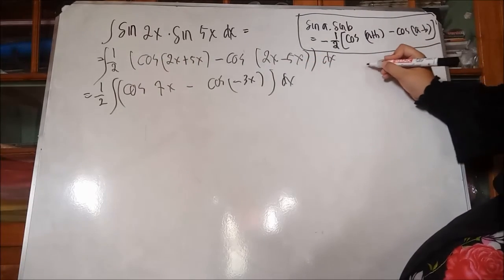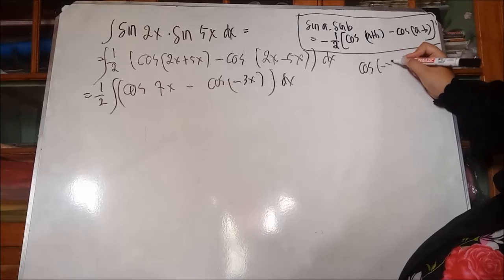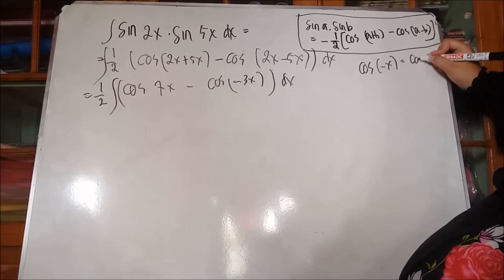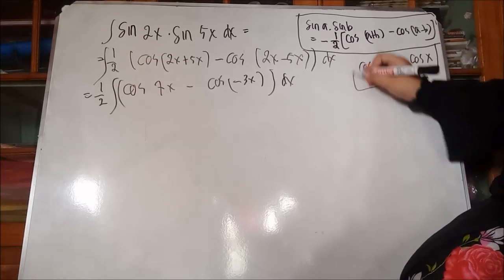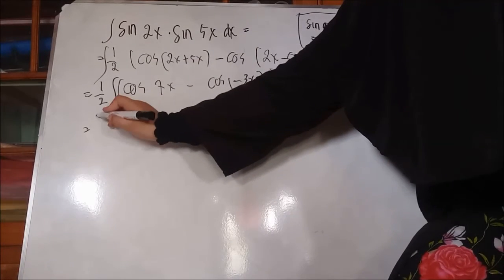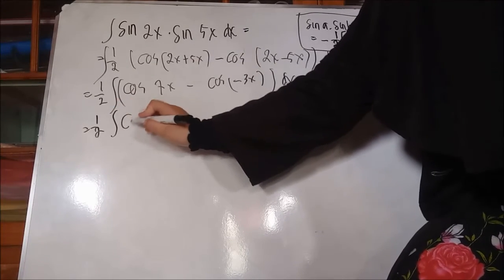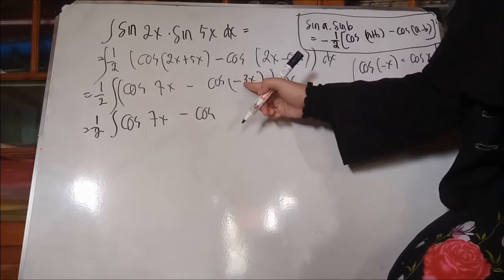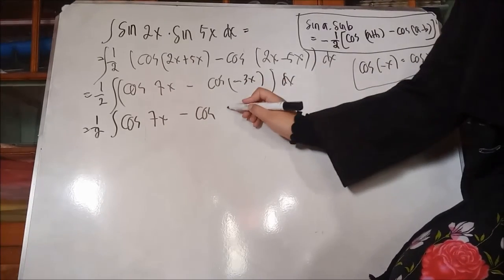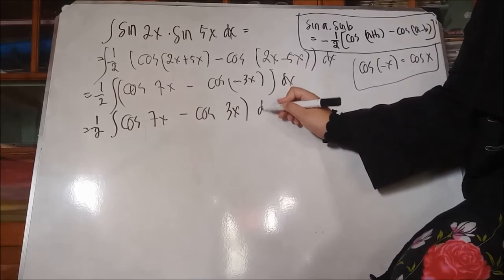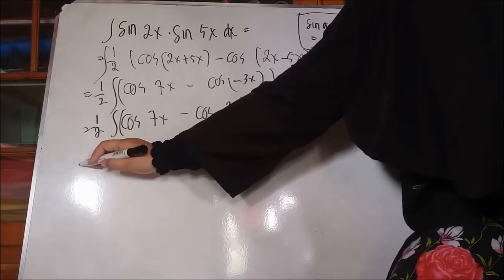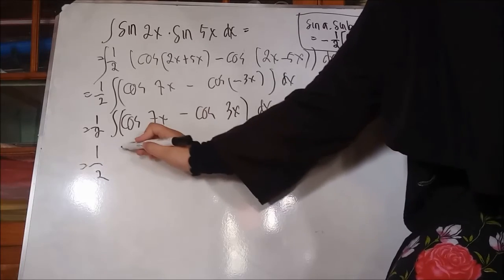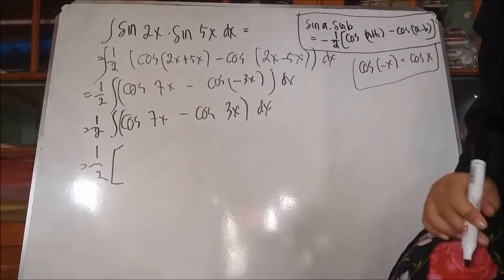And you must remember, if we have cos minus x, it is equal to cos x. So we can get 1 over 2 times the integral of cos 7x minus cos 3x dx, because the negative sign is the same as cos 3x. And then we continue with 1 over 2. So we can integrate this.